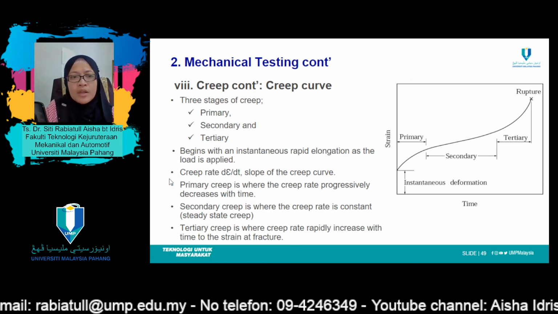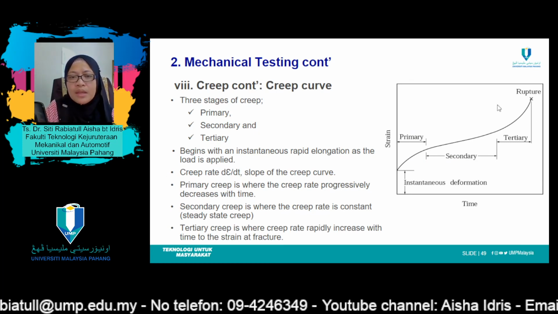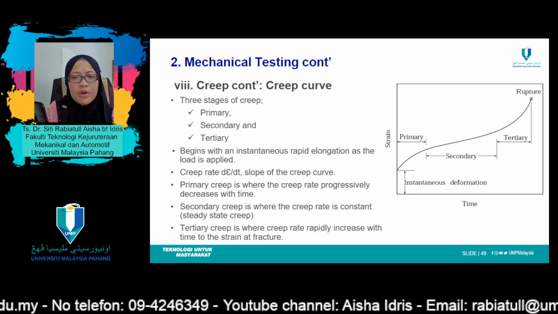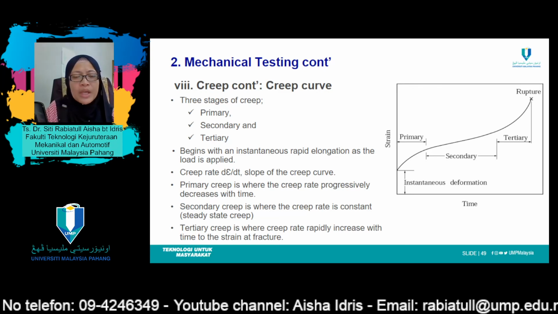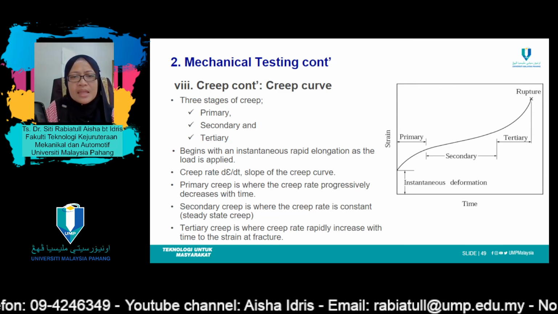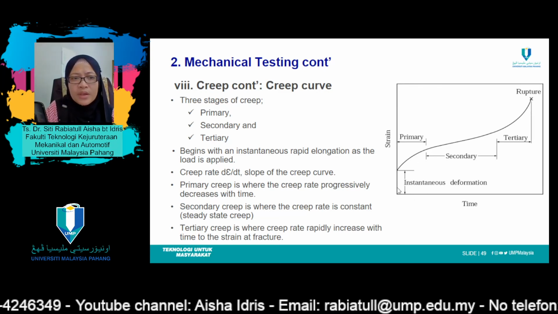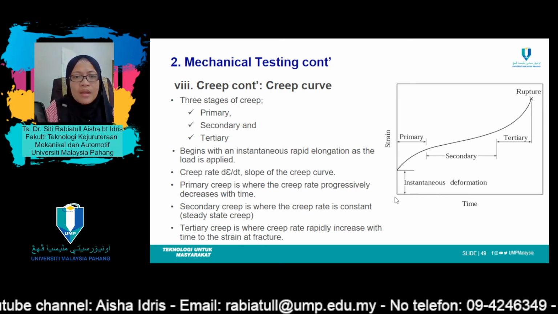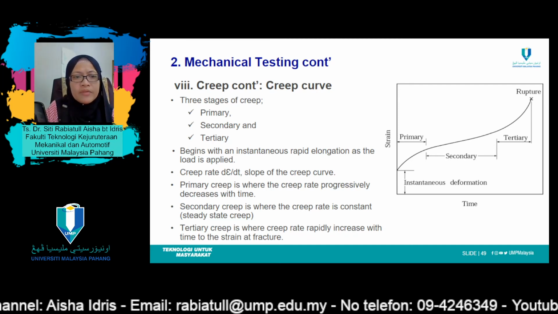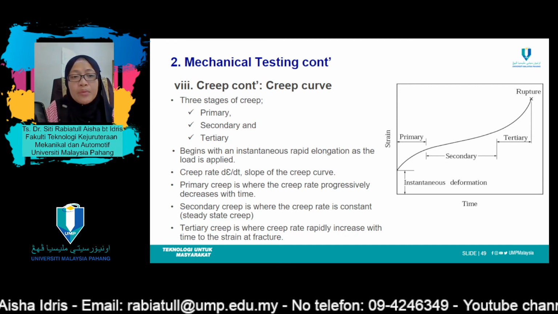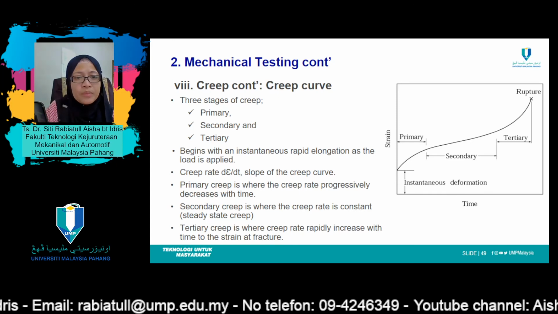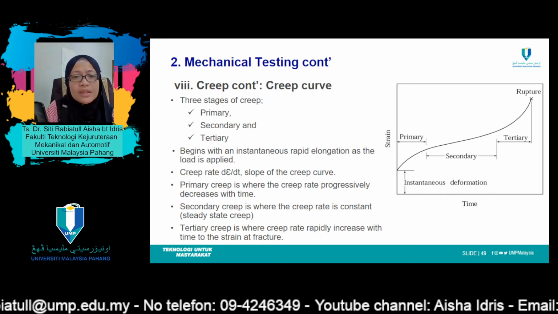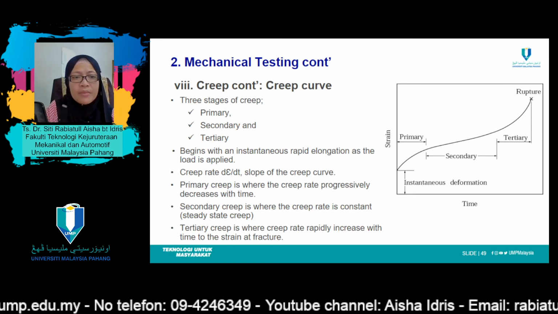And this schematic diagram over here represents a typical constant load creep behavior of a metal. Upon application of the load, there is an instantaneous deformation over here, which is totally elastic. The resulting creep curve consists of 3 regions, each of which has its own distinctive strain-time features.